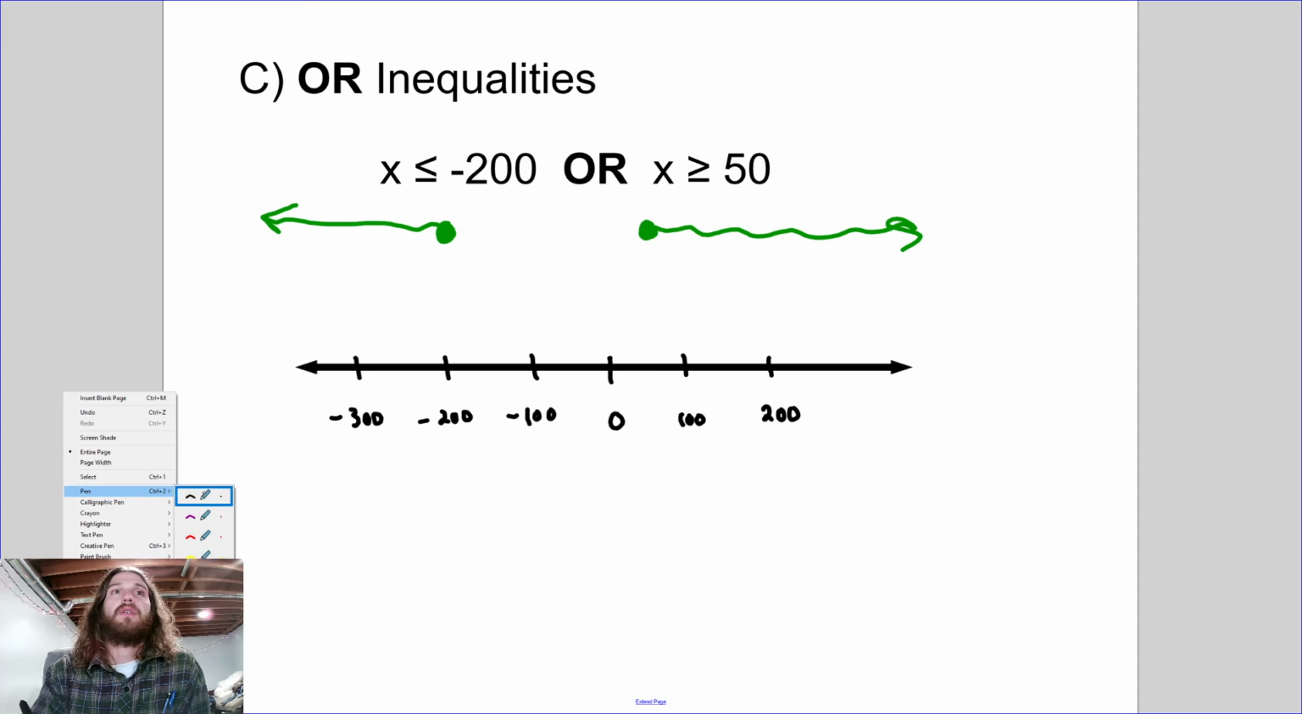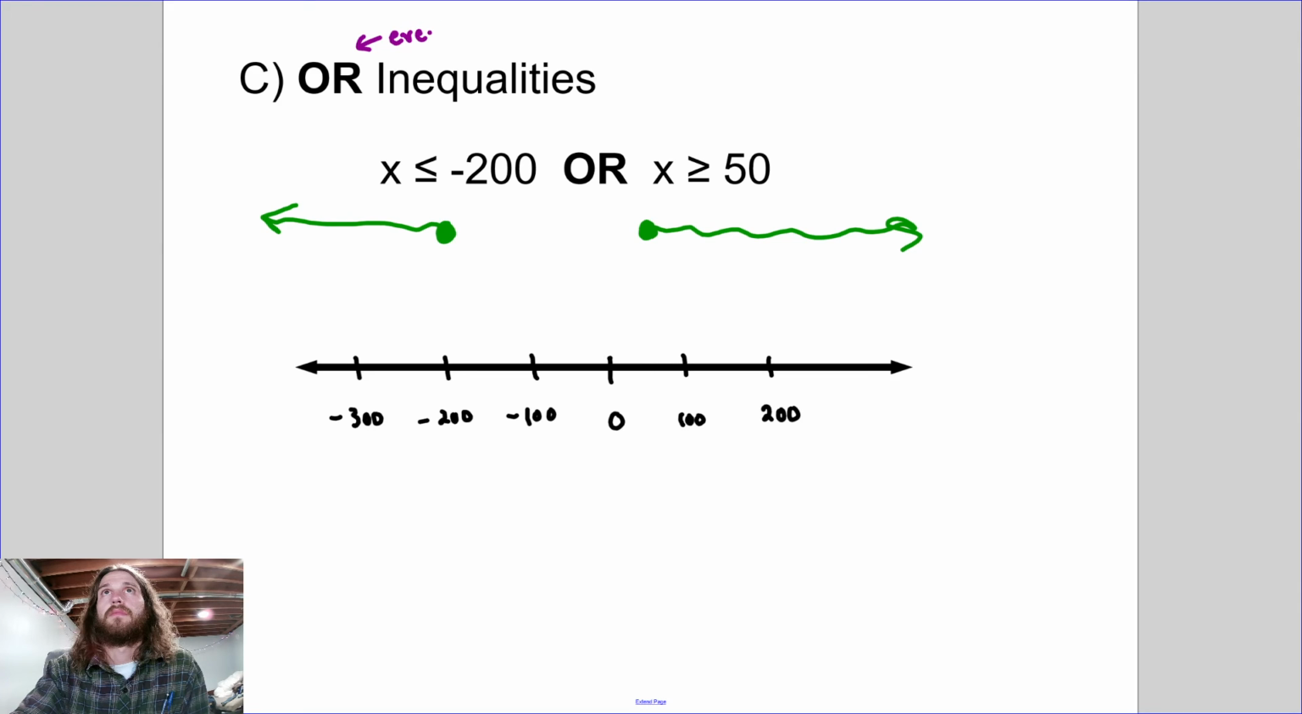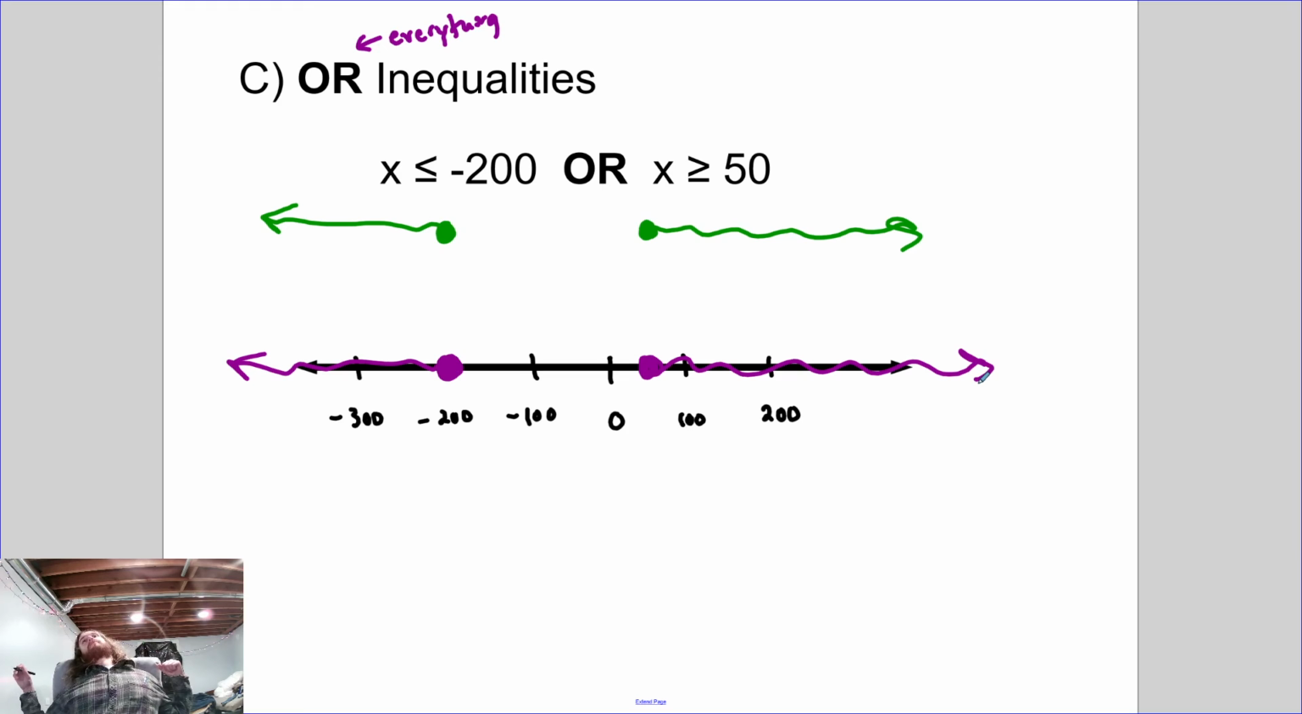So then we take those. Or means everything, right? Or means everything. So we take these two, we slam them down onto the axis. Everything that they touch is included. So this way and this way.